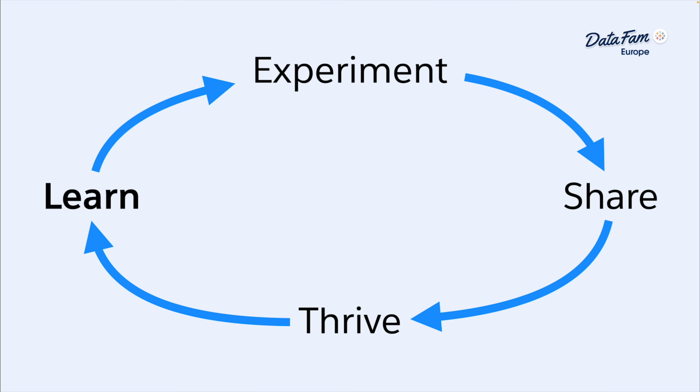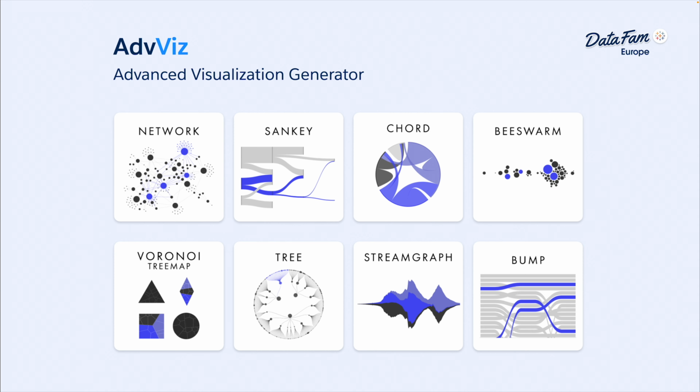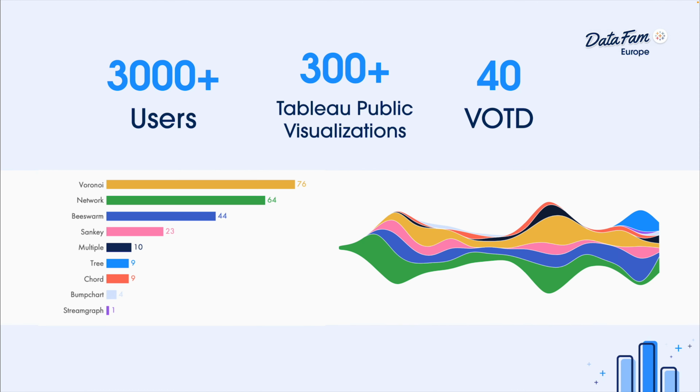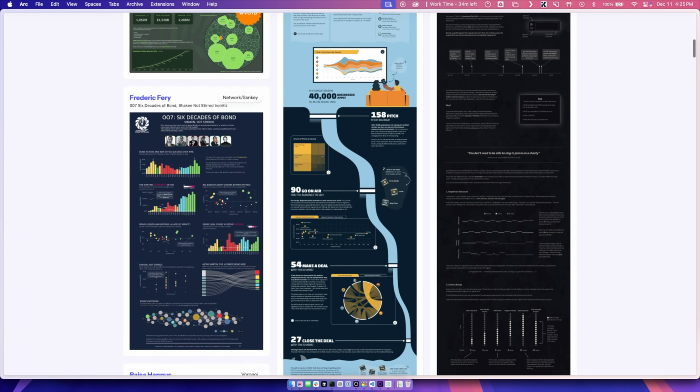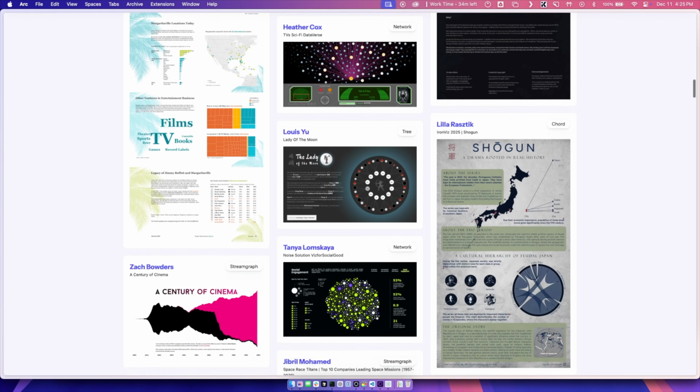So thriving, what does that mean? Adviz itself, that free tool that we built, now has more than 3,000 users, 3,000 people that have created an account in order to use it. And we found more than 300 Tableau Public visualizations that were built using Adviz, and you can actually find them and see them in our gallery on our website. And among those, there are like 40 Viz of the Day.